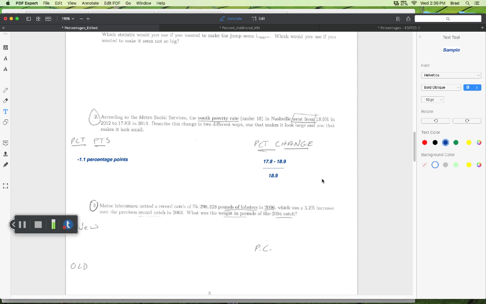And so I think, if I recall correctly, this was a 5.8% percent decrease, which seems like a larger number. It tells a somewhat different story than the negative 1.1 percentage points, depending on what we want to get across.